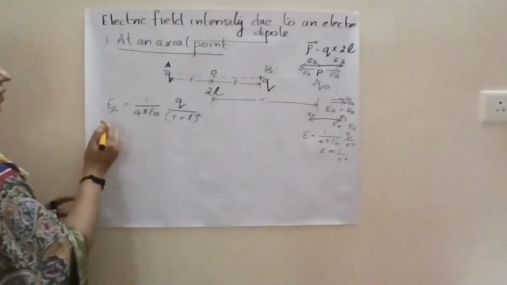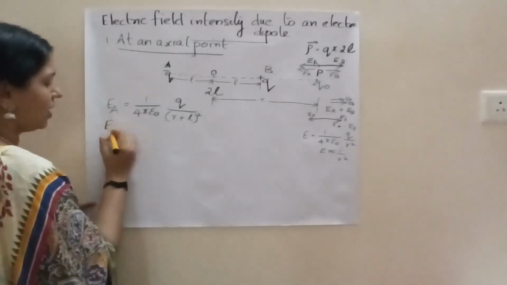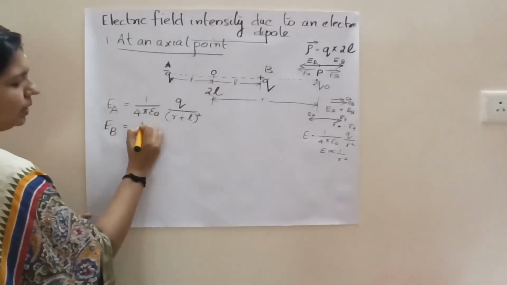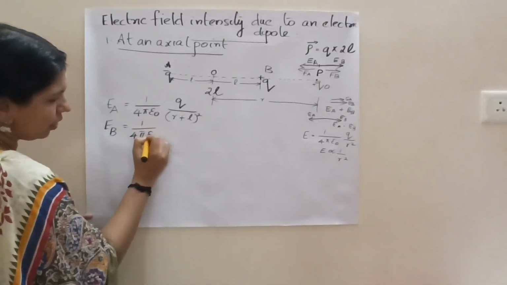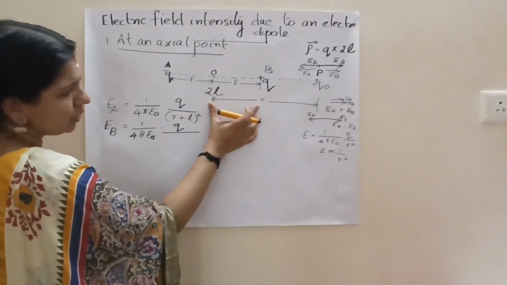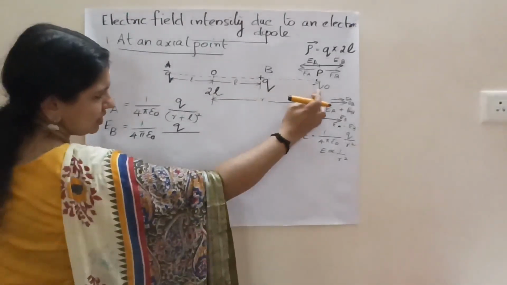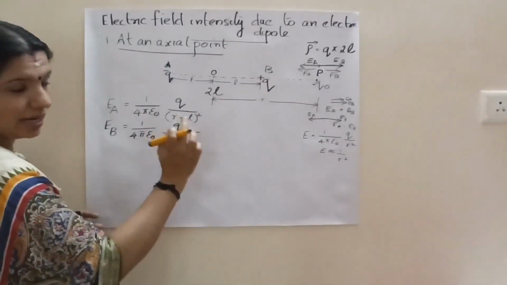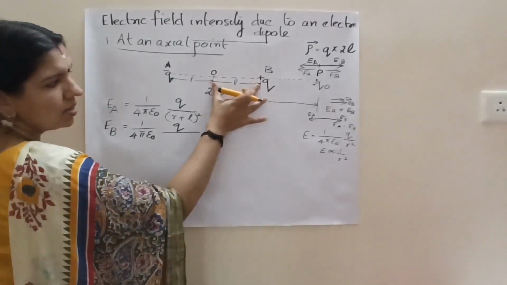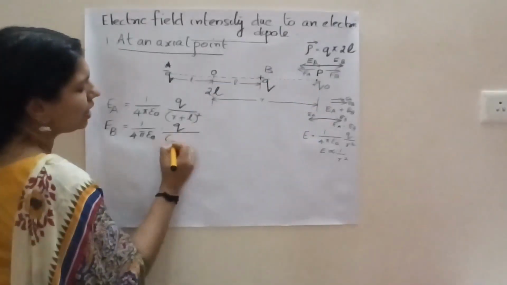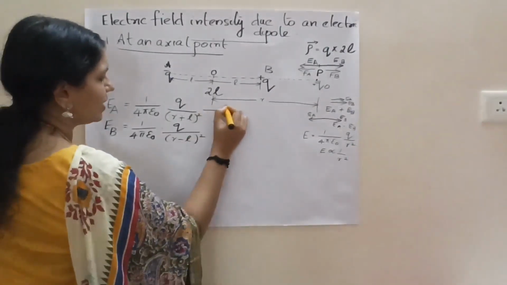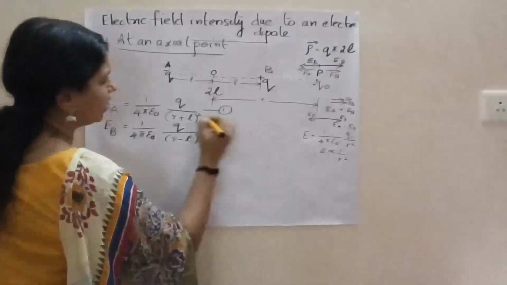Now for the second charge, that is plus Q, what is the electric field? Electric field is equal to 1 by 4 pi epsilon naught, then Q by, what is the expression? I just want to find from plus Q to plus Q naught. So what is the distance? This much you know, R, and this much you know, L. So that is R minus L the whole square. So this is my first equation and this is my second equation.